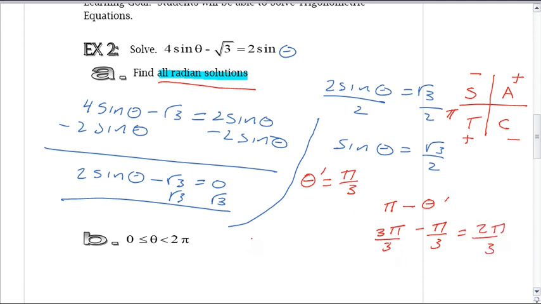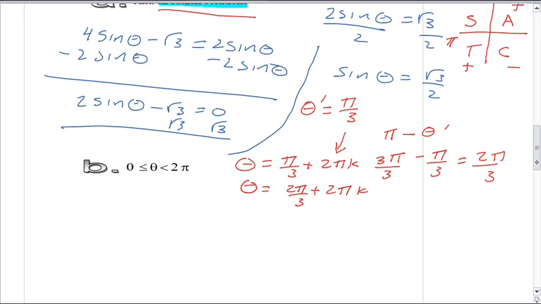So I have solutions, theta is equal to pi over 3, and also theta is equal to 2 pi over 3. But remember, they want all the solutions, so plus 2 pi k, plus 2 pi k. This just gives me more revolutions clockwise and counterclockwise around the unit circle.